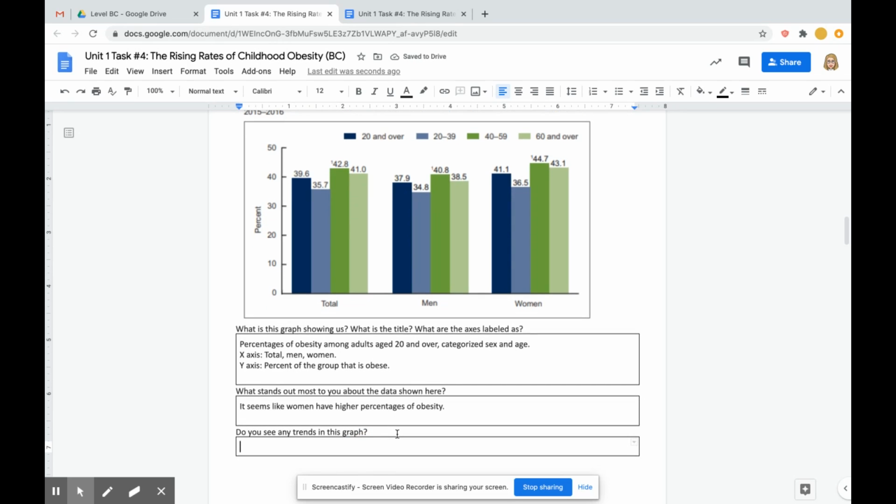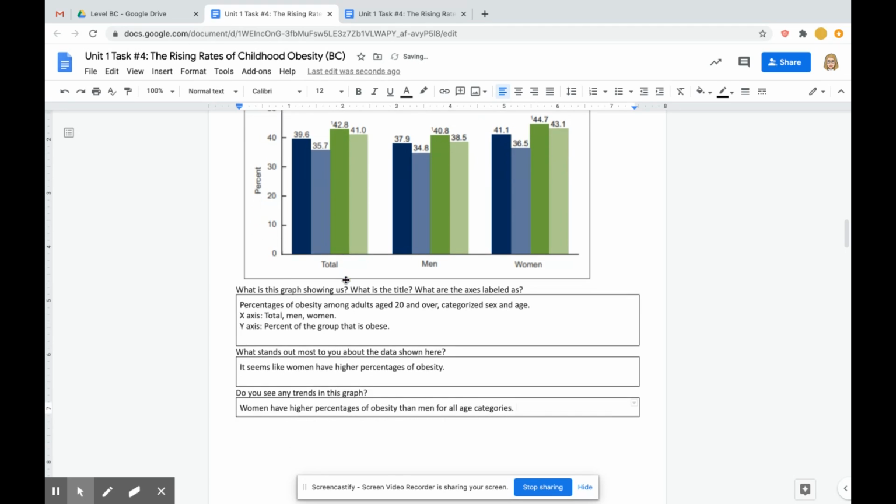Then when I think of trends, that's an actual proven pattern in the data. So if I verify this, I can look at each column and remind you each different color is a different age. So for men in the dark blue and women in the dark blue, women are higher. For light blue, women are higher. For dark green, women are higher. For light green, women are higher. This is clearly a trend. So then I can write a trend in the graph is that women have higher percentages of obesity than men for all age categories.